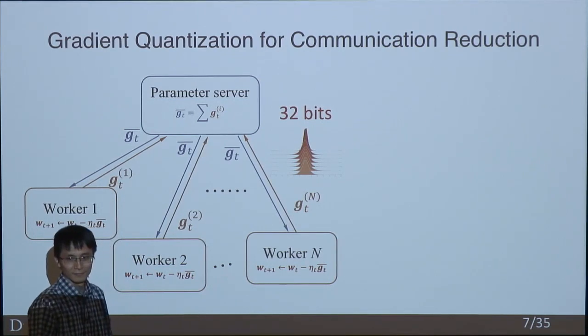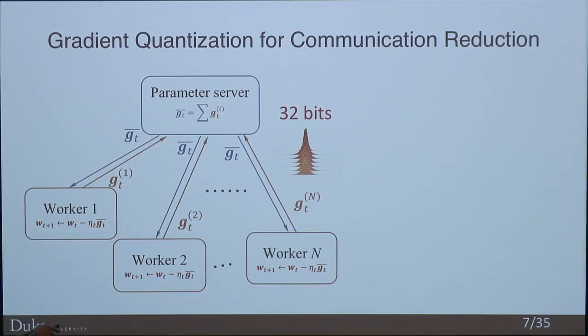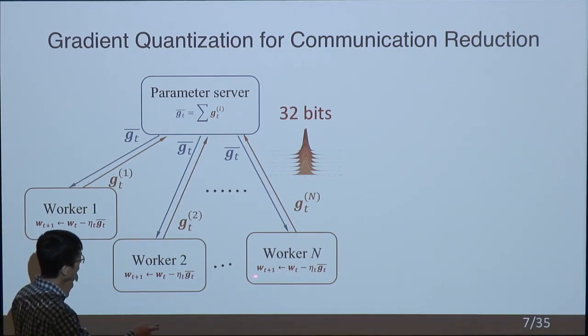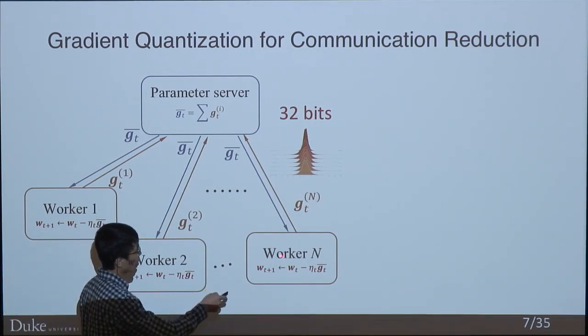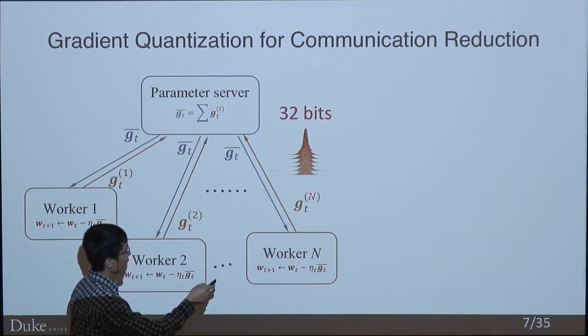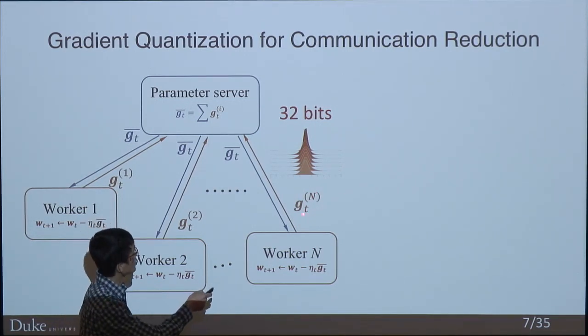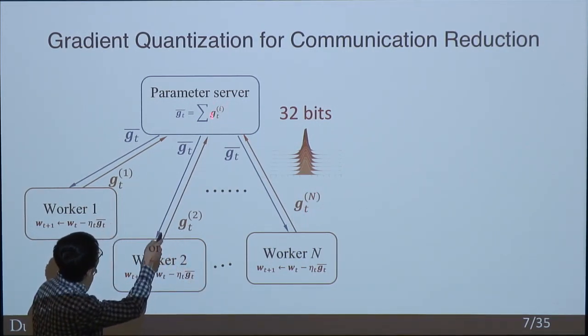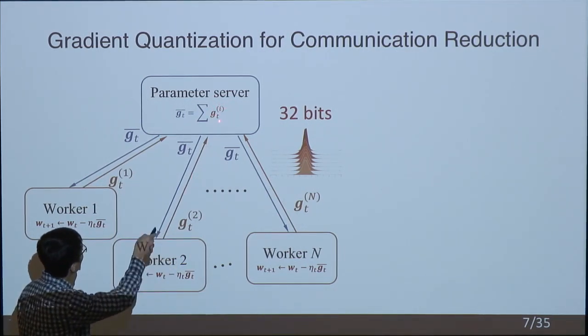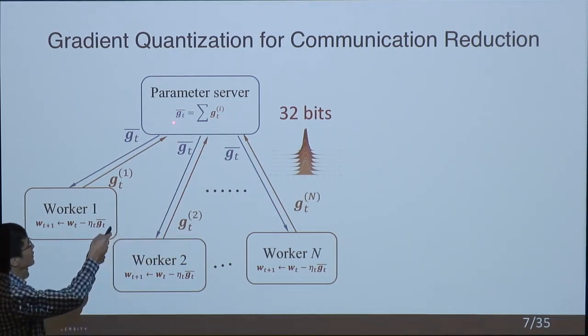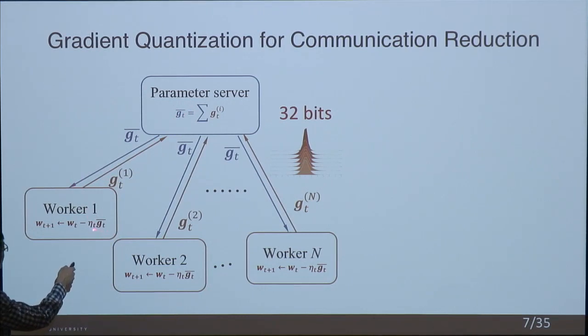Can you explain the notation? What is J in red and what is J in blue? So here, W is the weights, and G is the gradient. At each worker, it will first compute the gradient on its data. It will send it to the parameter server, which will average all the gradients from all the workers and send the averaged gradients back.